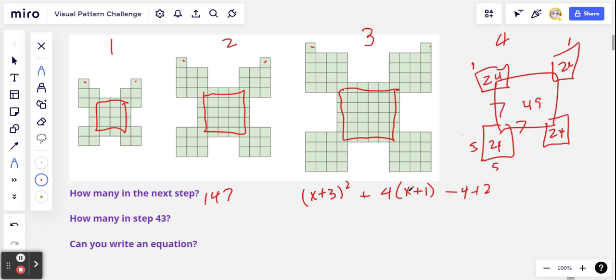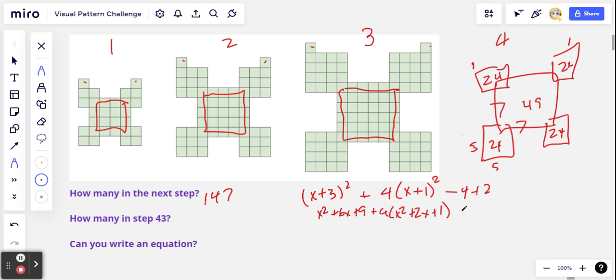I think I am going to go ahead and FOIL all this out, distribute. Oops, I forgot the squared here. Distribute and try to simplify. So this would be x squared plus 6x plus 9. And this would be 4 times x squared plus 2x plus 1.